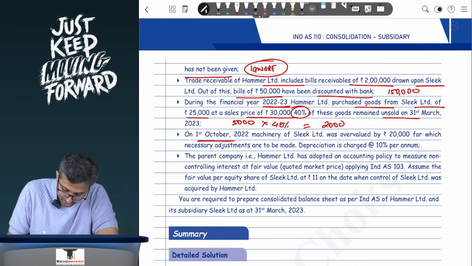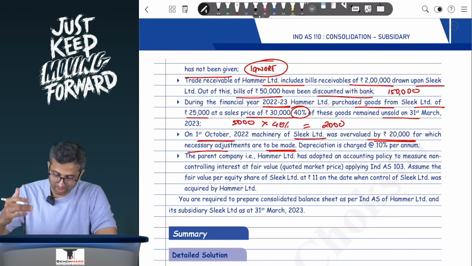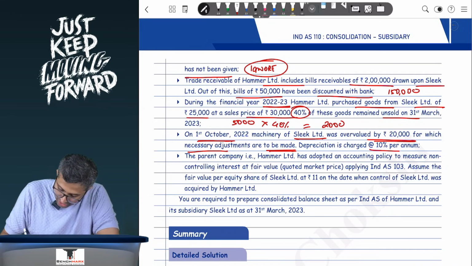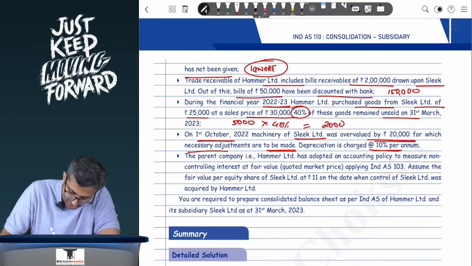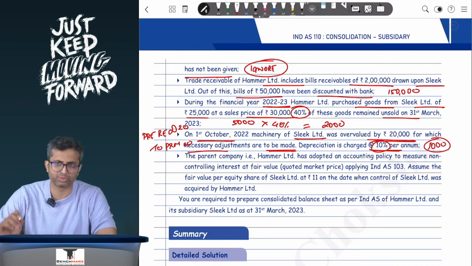On 1st October 2022, machinery of Sleek was overvalued by 20,000, for which necessary adjustments are to be made, which means when I acquire Sleek, there is a fair value adjustment of 20,000 to be done on machinery. Depreciation is charged at 10%. So over here your entry will be, initial fair value adjustment: pre-acquisition retained earnings account debit 20,000 to, let us say, plant and machinery 20,000. Then subsequent depreciation, loosely speaking, is 10% of 20,000, that is 2,000, into 6 by 12. So this is 1,000. Loosely speaking, this is 1,000.